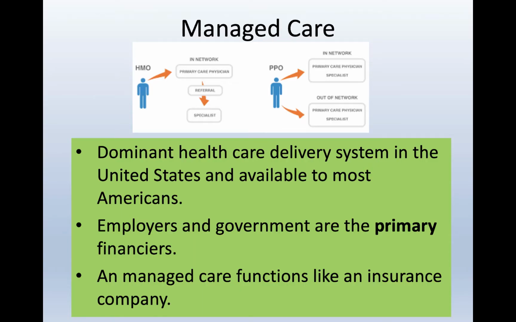Now, for those people who are insured, they fall into something called managed care. Government also uses this too, the idea of trying to control the costs. If someone's in an HMO, which is a health maintenance organization, they have a primary care physician that refers them to a specialist. If they're in a preferred provider organization, they can go directly to a specialist, but that person needs to be in network, or they could go out of network and pay substantially more.